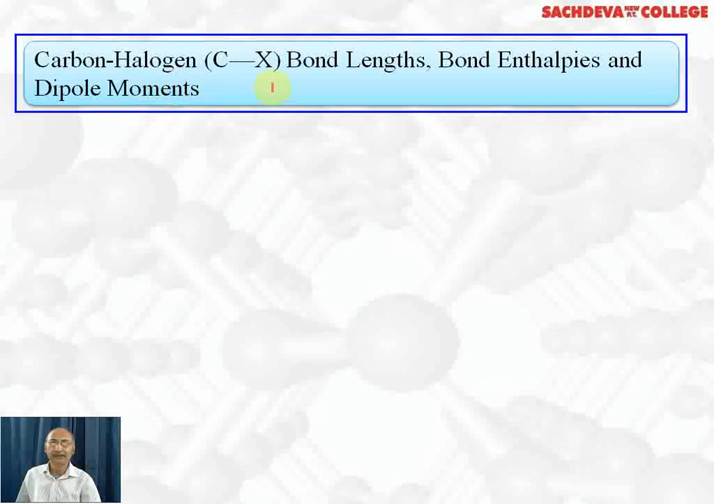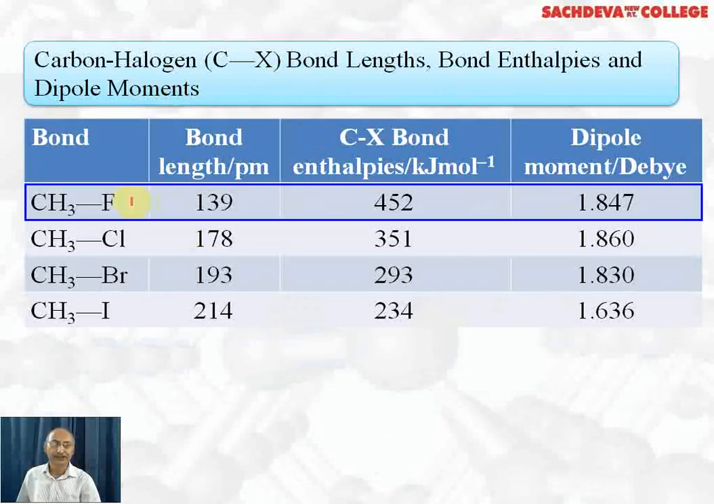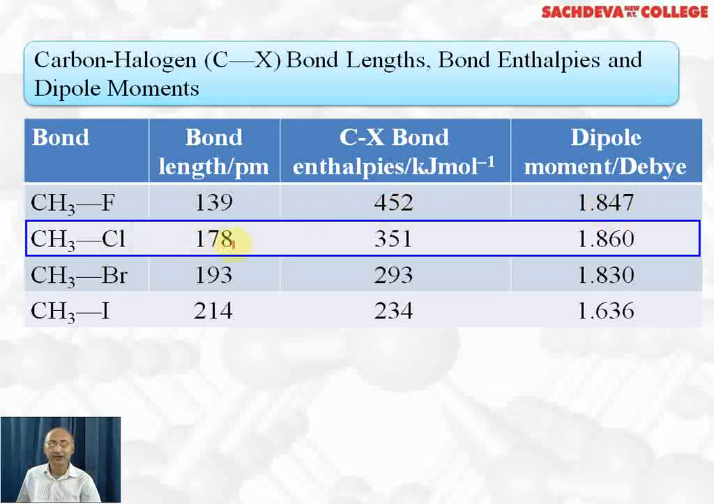Next we are taking the bond length of the C-X bond, carbon-halogen bonds, bond enthalpy and their dipole moment. CH3F has bond length 139 picometer, bond enthalpy is 452, which is highest due to shortest bond length, and dipole moment is 1.847. CH3Cl has bond length 178, longer than CH3F because chlorine is bigger in size. Bond enthalpy definitely will be lower. This is 351 kilojoules per mole. The dipole moment is higher.